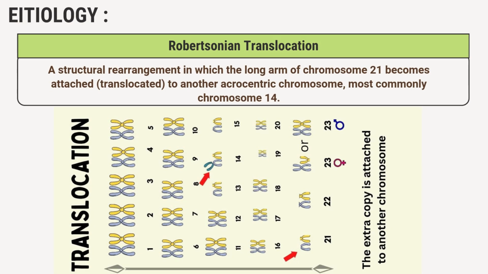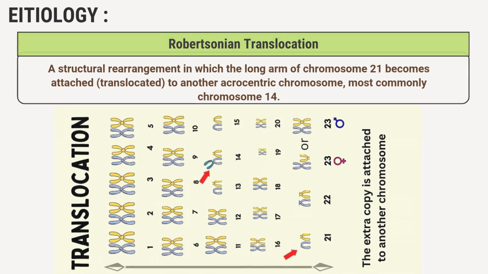Number 2 is translocation, also known as Robertsonian translocation, as it was discovered by the cytogeneticist William Rees Brebner Robertson. In this condition, there is a structural rearrangement in which the long arm of chromosome 21 becomes attached, or we can say translocated, to another acrocentric chromosome, most commonly chromosome 14. You can see in this picture that the extra copy is attached to another chromosome, which is 14.